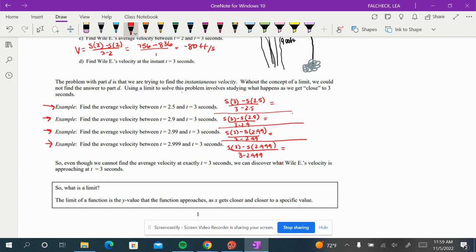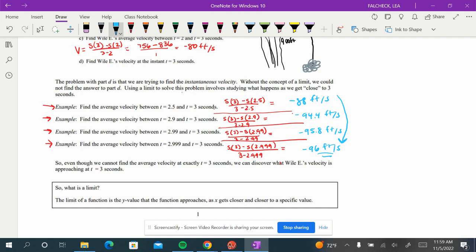And great, you should have gotten negative 88 feet per second for this interval. You should have gotten negative 94.4 feet per second for this interval. You should have gotten negative 95.8 feet per second for this interval. You should have gotten negative 96 feet per second for this interval. So we should see that as t gets closer and closer to 3, we approach an instantaneous velocity of negative 96 feet per second.